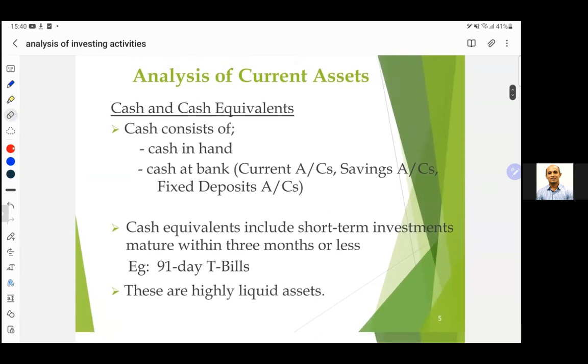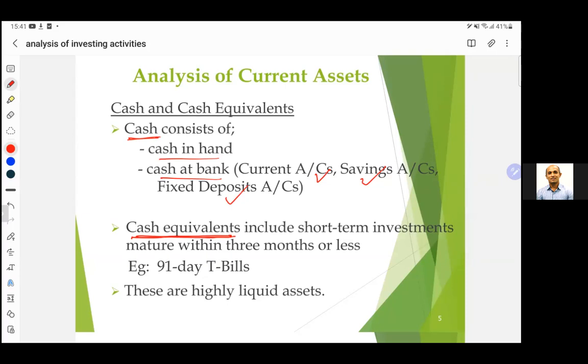So in accounting, you have studied that cash and cash equivalents consist of cash and cash equivalent. Cash includes cash in hand, cash at bank. That could be a current account balance, savings account balance. There could be fixed deposit accounts. So all are cash at bank.